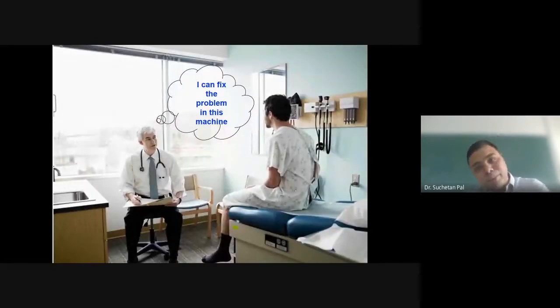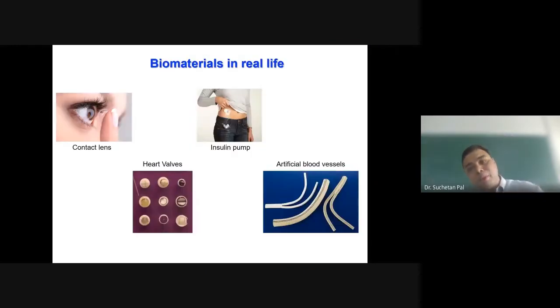So if you have any problem in your body, the doctor will think that he can detect a problem inside your body, and he thinks that I have a tool to fix the problem. So he also needs some tools and materials to fix the problem in your body. What kind of tools or materials does he need? He needs biomaterials. Not all materials will work in your body. Only a few materials out of the huge gamut of materials will work in your body. These are called biomaterials, right? Some of the examples I'm showing here in this picture are examples of biomaterials.